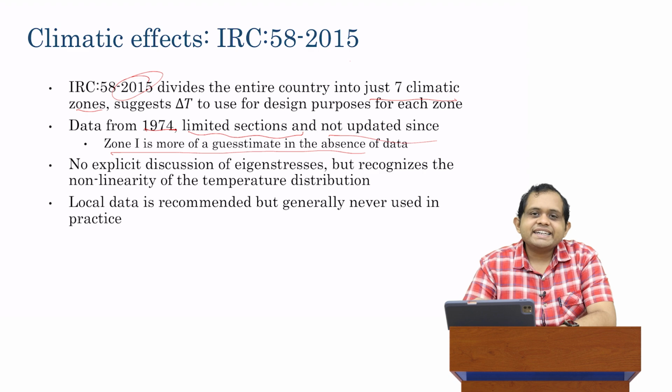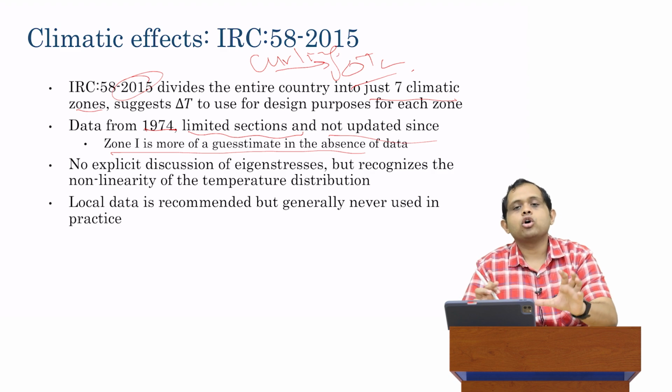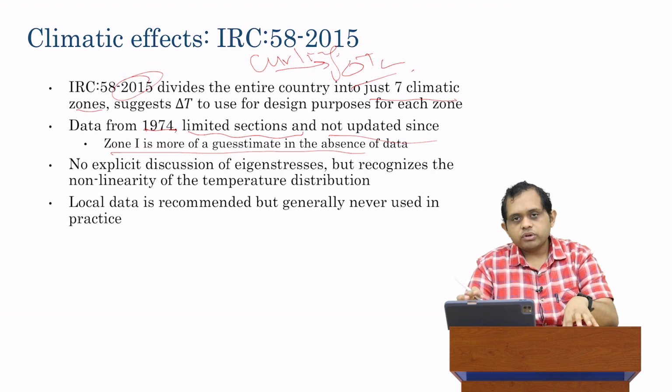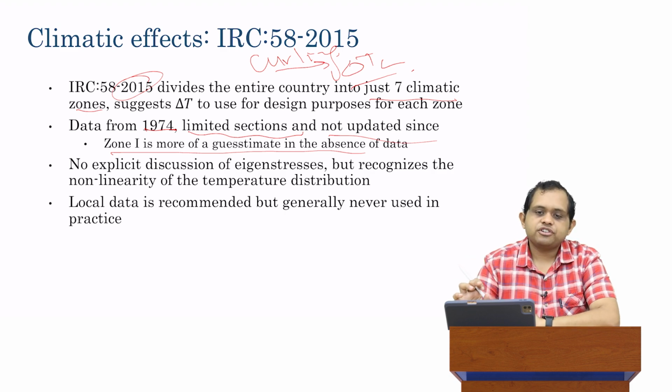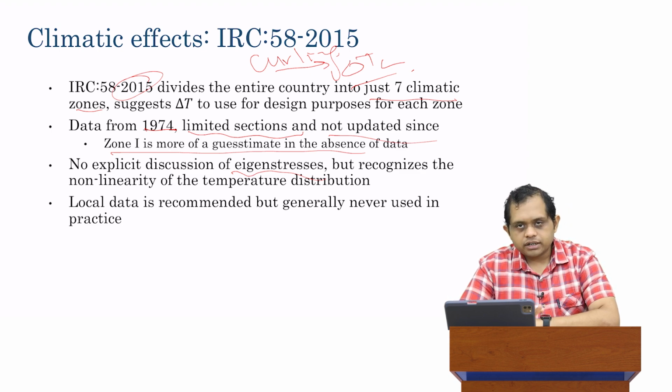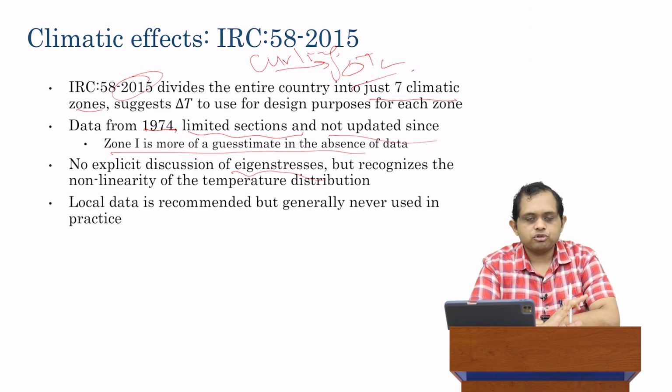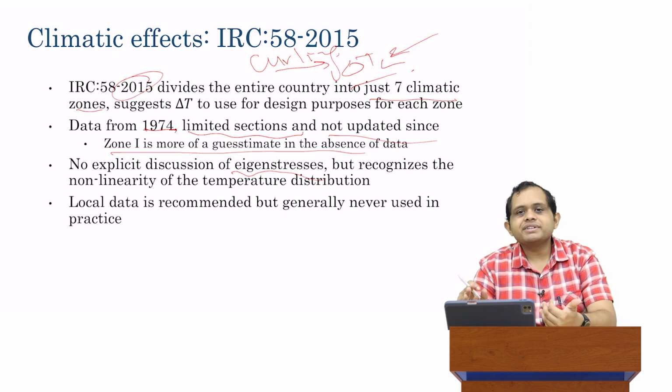One important thing is that the entire discussion here is based on this delta TL value. I already told you this delta TL is basically the curling stress component. So, that linear temperature difference, along with some external loading, together are going to cause curling stresses. There is no explicit discussion of eigenstresses. So there's no recommendation on what to do about the fact that you are characterizing a nonlinear temperature distribution. The code acknowledges we have a nonlinear temperature distribution, but there is no guidance on how to consider it. It only tells you the equivalent linear temperature component you should use, but not what to do about the nonlinear part of it.